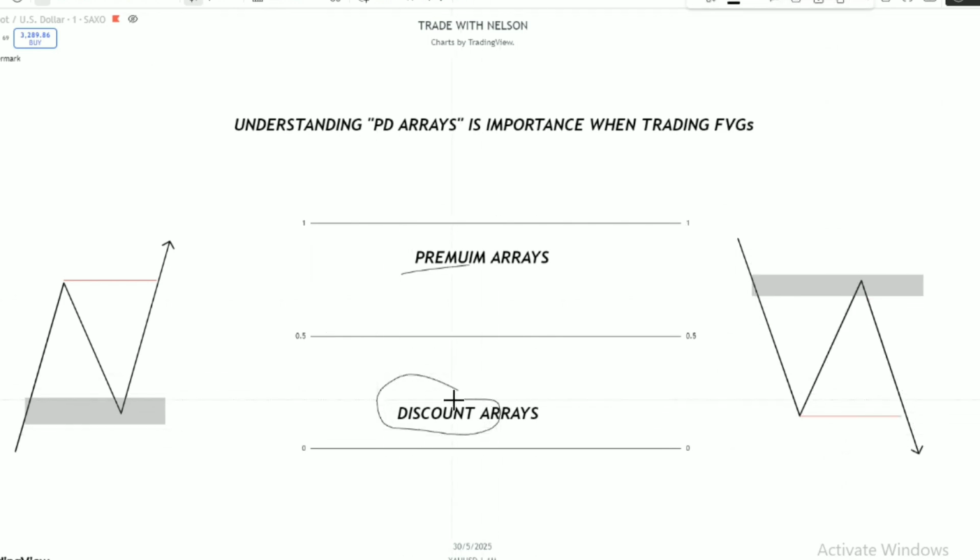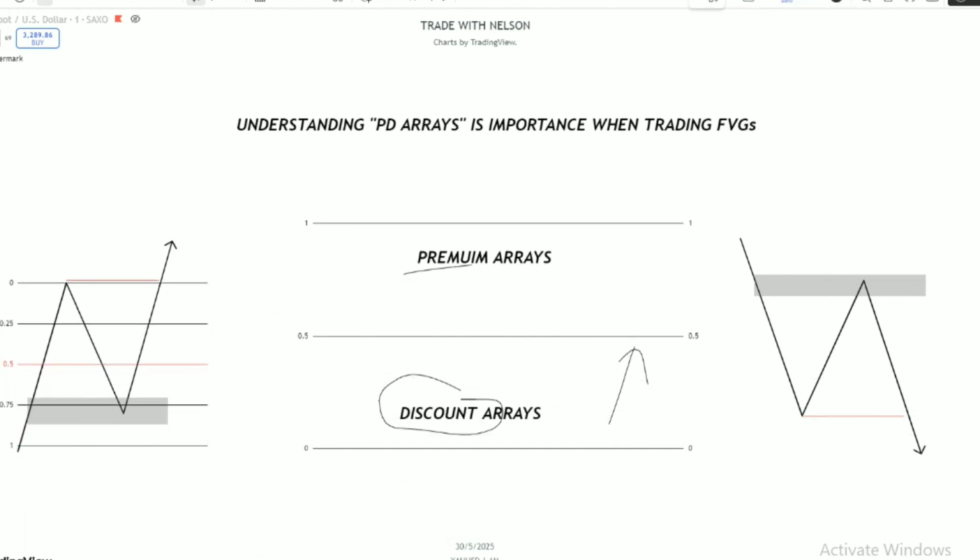For the discount array, it sends price to the upside. Let's say the market is coming upside. So we want the market to retrace down to a particular level. Let's say this is a fair value gap. If I use my fib to mark out from that level to this high, we expect the market to come and enter into the discount array.